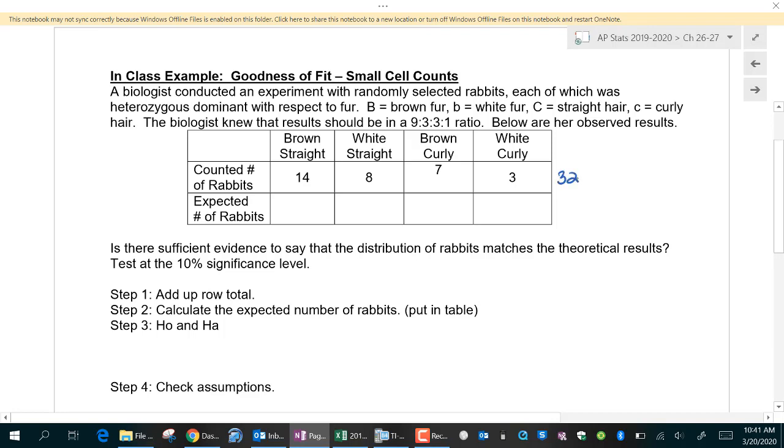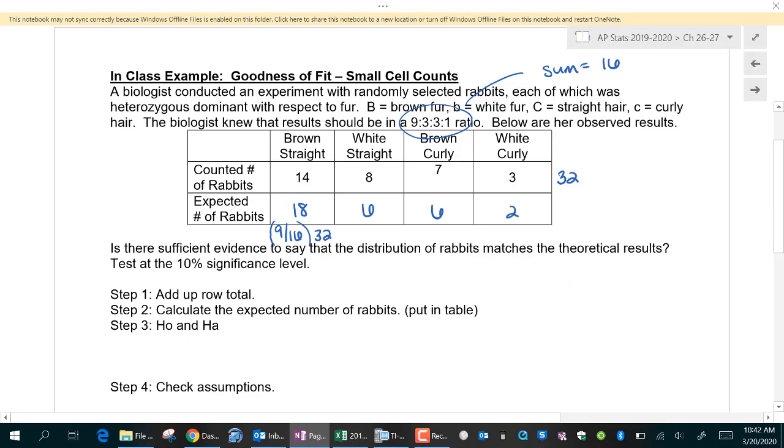And now to figure out my expected. If I take the expected ratio 9:3:3:1 and I find the sum, I get a sum of 16. So that means for the brown straight hair, if I have 9 out of 16, I can multiply 9/16 by 32, so I would expect 18. Likewise, we would expect 6 white straight, 6 brown curly, and 2 white curly.